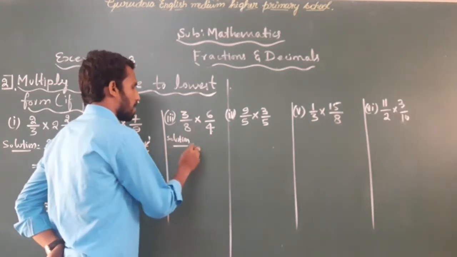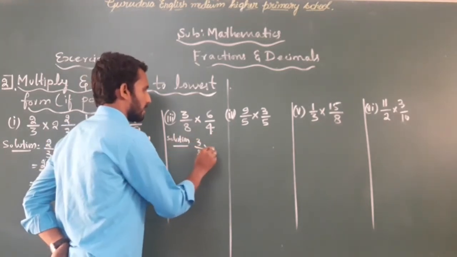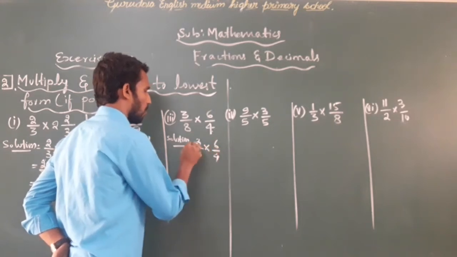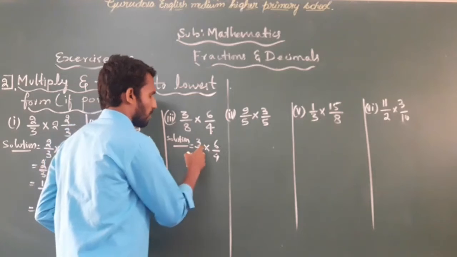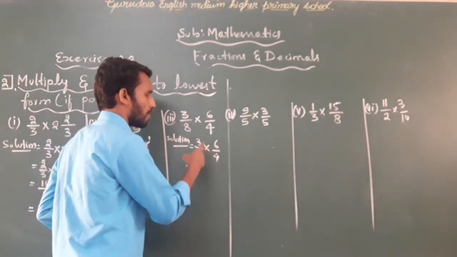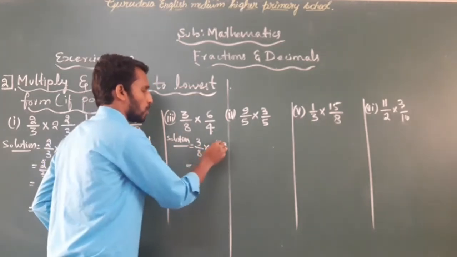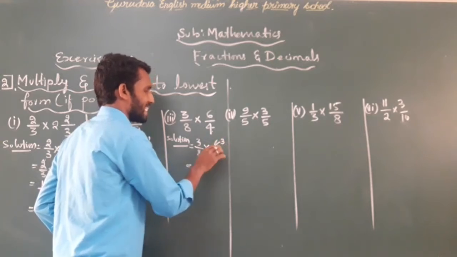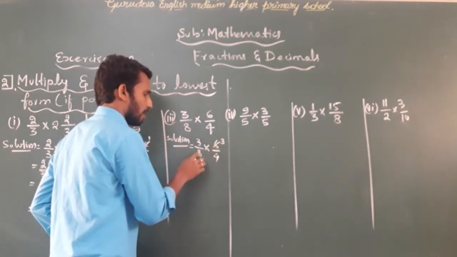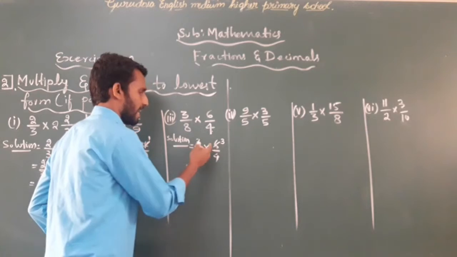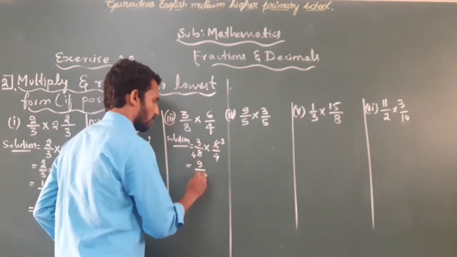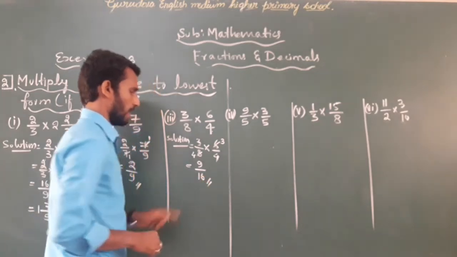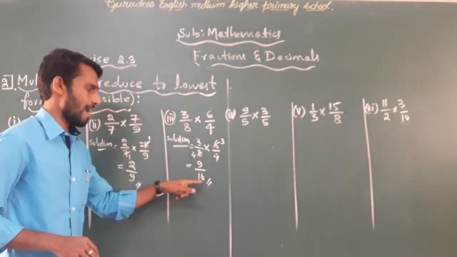Solution: 3 by 8 into 6 by 4. Before multiplying, we cancel if possible. 3 2s are 6, and 2 4s are 8. When we multiply, 3 into 3 is 9, and 4 into 4 is 16. Okay, 9 by 16 is the answer.